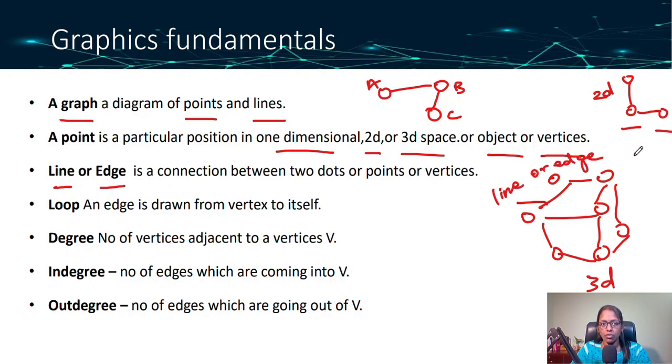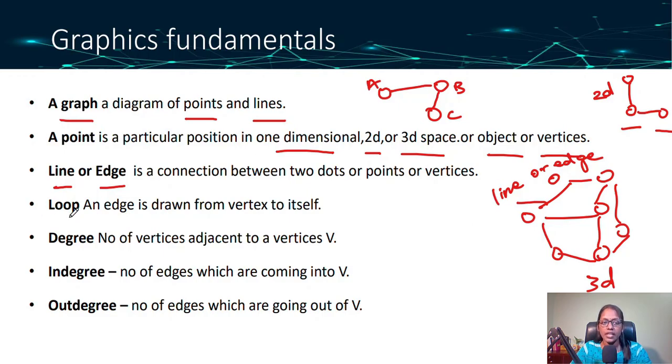So you know the meaning of what is a graph? Points and lines, correct. A point may be any object or vertices. It is present in either one-dimensional, two-dimensional, or three-dimensional space, right? Yes. The next one is a line or edge, which is a connection between two dots or points or vertices.